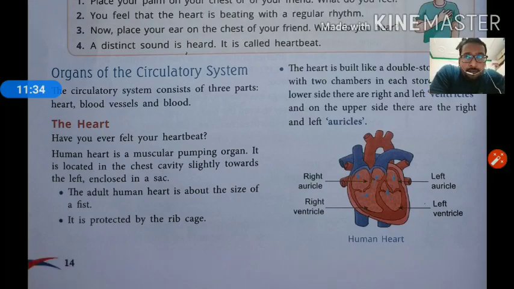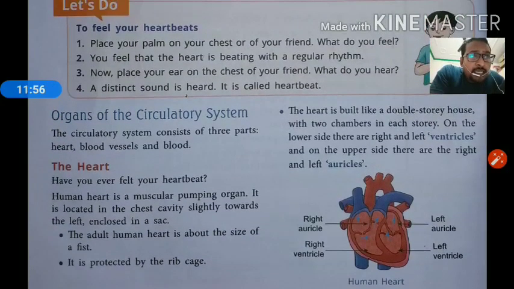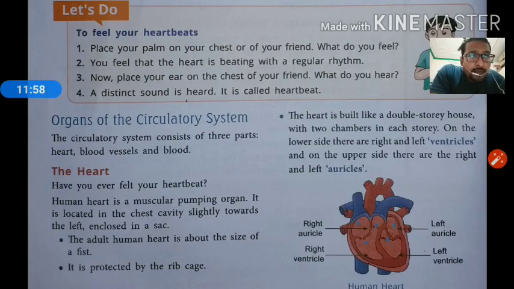Have you ever felt your heartbeat? The human heart is a muscular pumping organ. It is located in the chest cavity, slightly towards the left, enclosed in a sac. The adult human heart is about the size of a fist. It is protected by the rib cage. The heart is built like a double-story house with 2 chambers in each story. On the lower side, there are the right and left ventricles, and on the upper side, there are the right and left auricles.